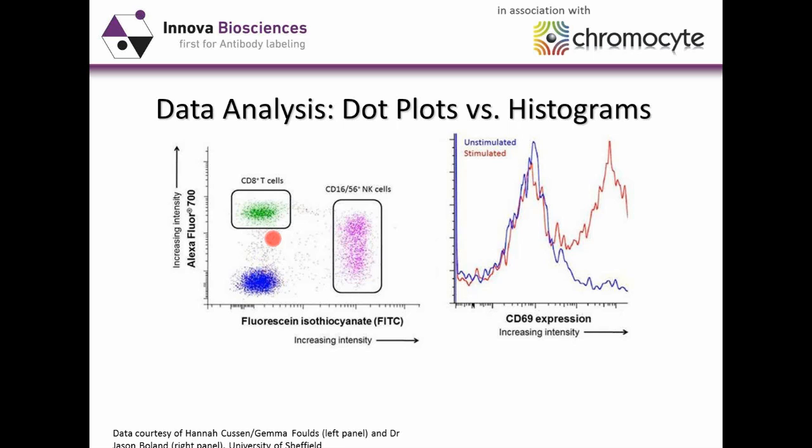It's also possible to analyze cells using a fluorescent histogram, and these are data which reflect the expression of a molecule called CD69, which is an early activation antigen on CD8 cells which have been unstimulated in blue, or which have been stimulated using polyclonal stimulating beads in red. And so you can see that stimulated cells express, there's a population of cells which express CD69, which confirms their activation status.